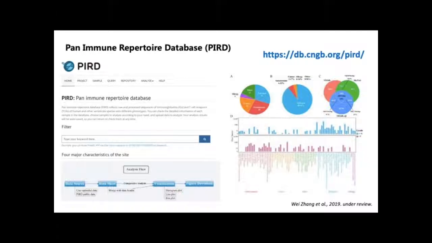PERD is not just a database; it also includes data processing, visualization, and comparison. Currently PERD contains approximately more than 2,000 different samples. Most of the samples are from publications we have published, but there are more samples to be loaded into PERD.